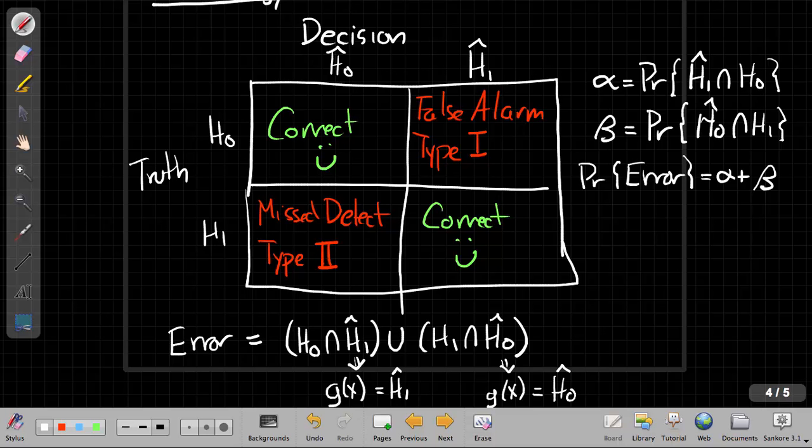Okay, and so as I mentioned earlier, there's sort of three main cases. The best case is when we have both models and both priors. And when we do that, we can come up with a decision rule that will minimize the probability of making an error. And that's what I'm going to show you next today.